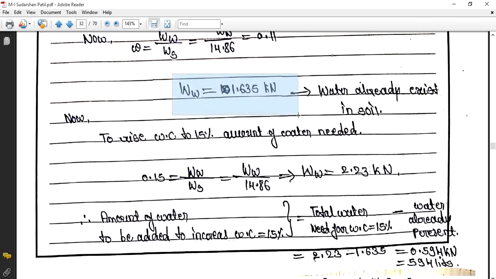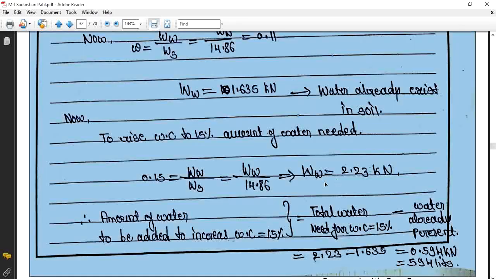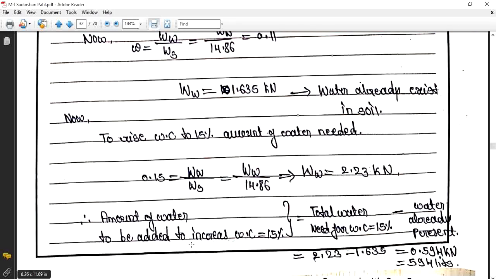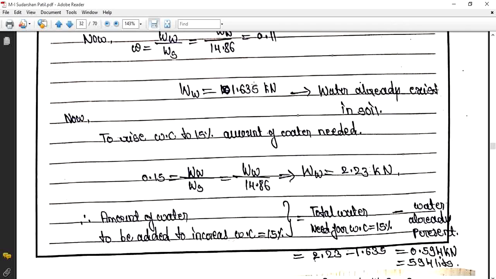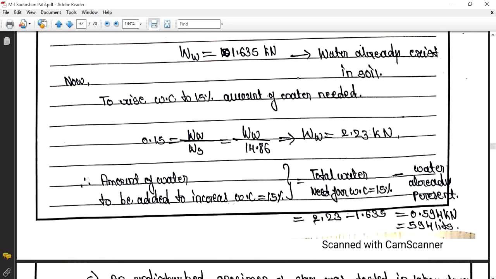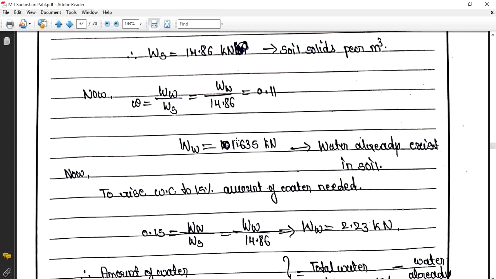So already 11% is there. Additional water I have to add to raise the water content to 15%. So the amount of water to be added to increase the water content to 15% is the total water needed for 15% minus the total water already present. Already present means 11% water content, which is 1.635 kilonewton. So the total amount of water to be added to increase the water content to 15% is 0.594 kilonewton, that is 594 liters. Okay, I hope you have understood.